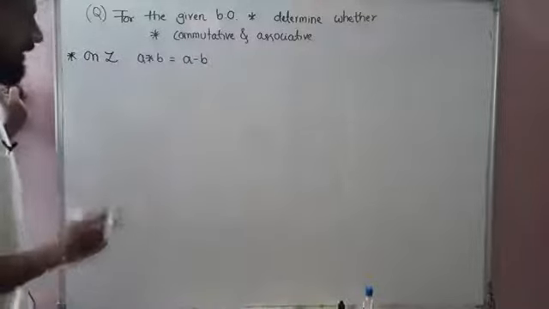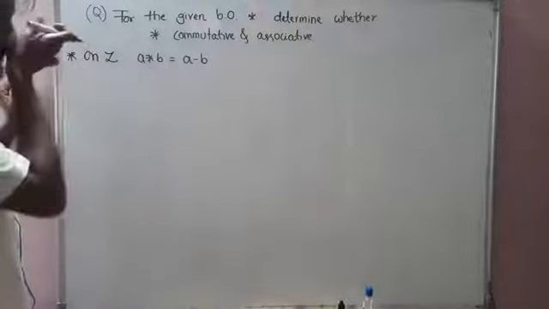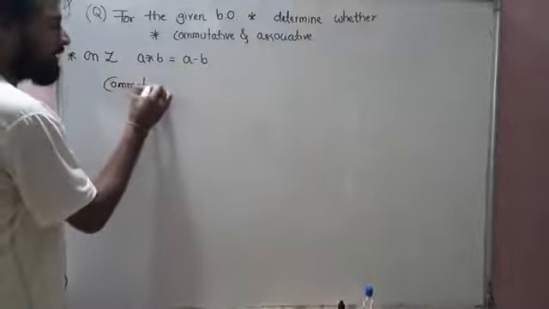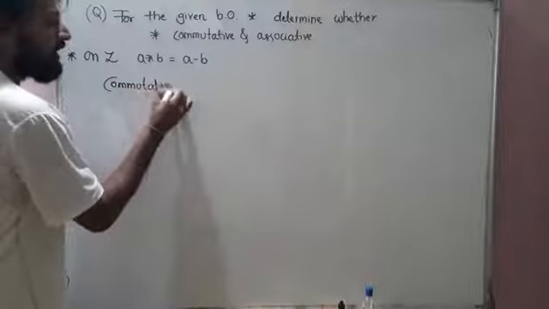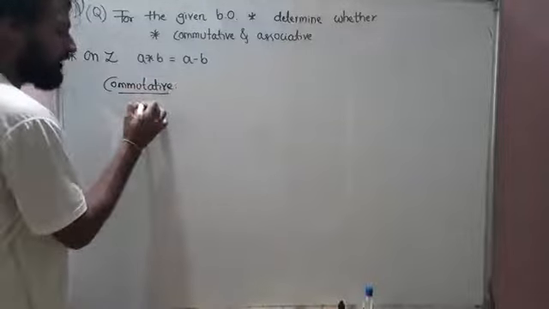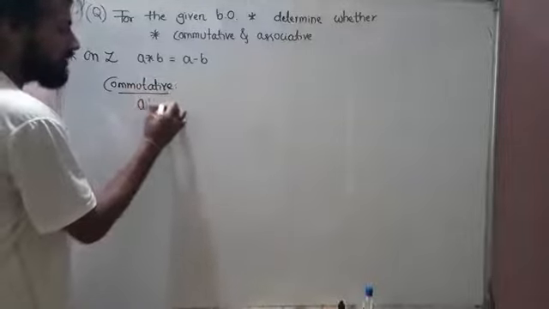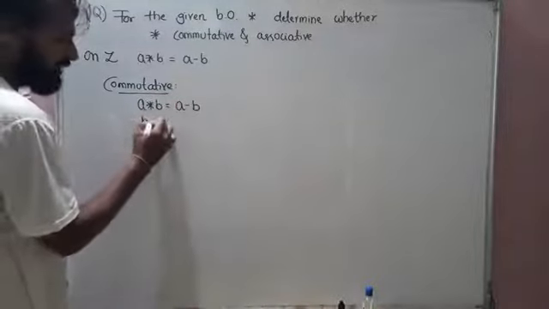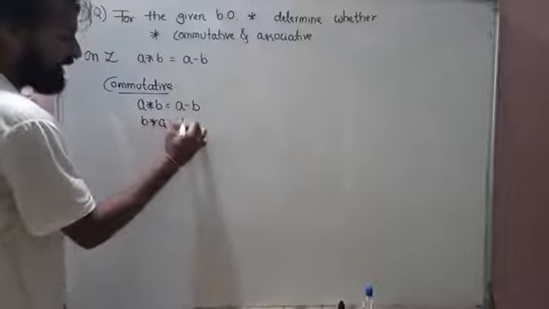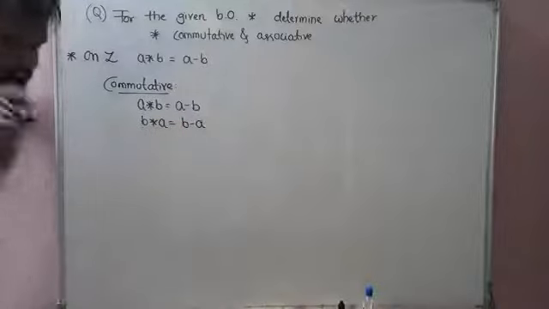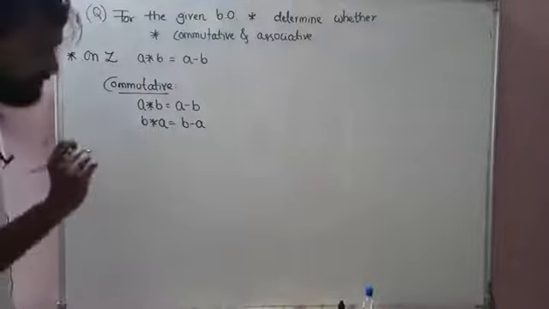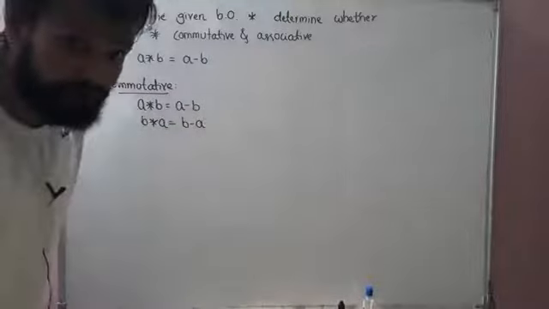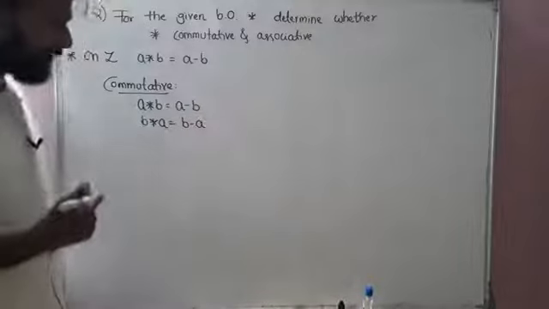Yes or no? Yeah. So now we need to check commutative and associative. So let me take commutative. First, for commutative, I'll check a star b, which is equal to a minus b, as they have given in the question. But what if I write b star a? It will be b minus a. Now you have to tell me, by using your common sense, whether a minus b and b minus a both are the same or different. Very good, they are different.